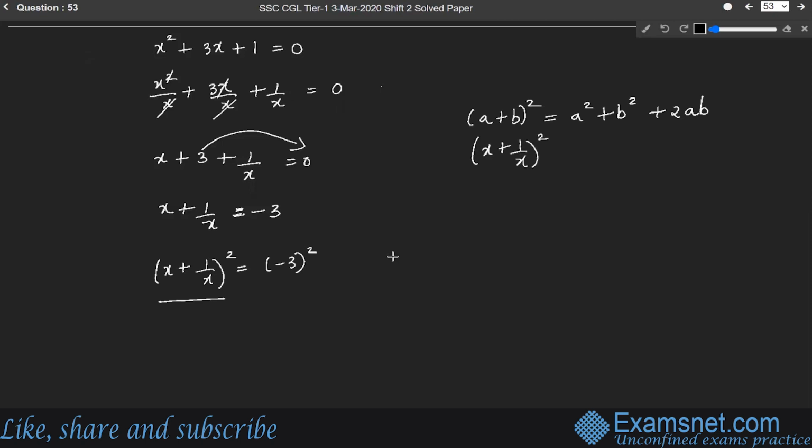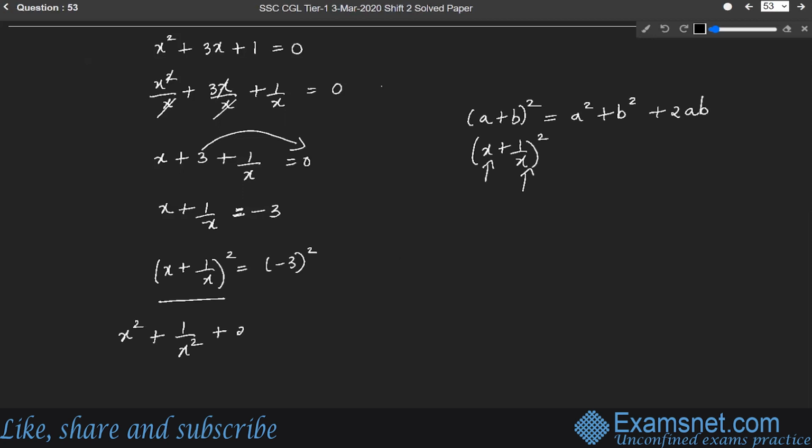All right. It means in place of a, we have x, and in place of b we have 1 upon x. It means a is equal to x and b is equal to 1 by x. Okay. So a square means x square. So x square plus b square. What is b? B is 1 by x. So (1 by x) square, right?